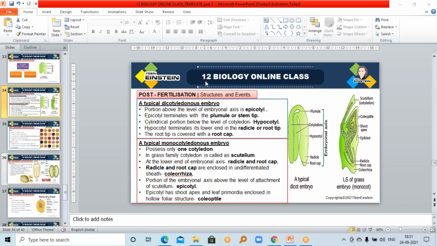So in monocotyledons, there is only one cotyledon, and in the grass family, the cotyledon is called scutellum. Here, this is a single cotyledon, that is called scutellum. And the scutellum is situated towards the lateral side of the embryonal axis, towards one side of the embryonal axis.